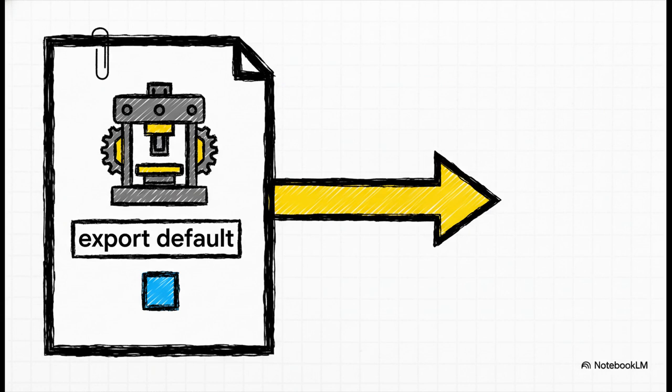First, we define our myMain function like normal, then on a totally separate line we write export default myMain. This is a really clear signal that this function is the one and only primary thing this entire file has to offer. It's the default.